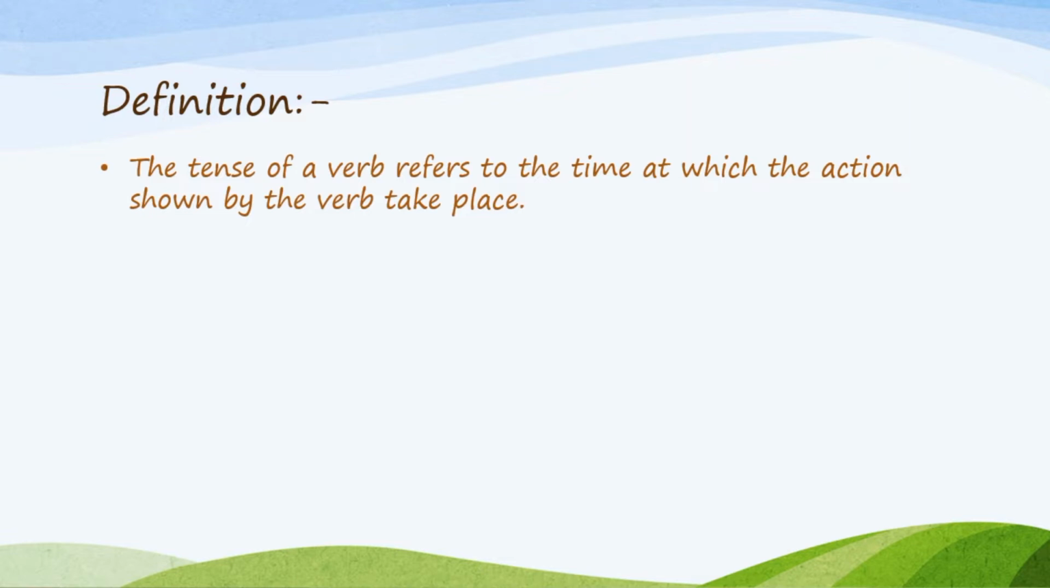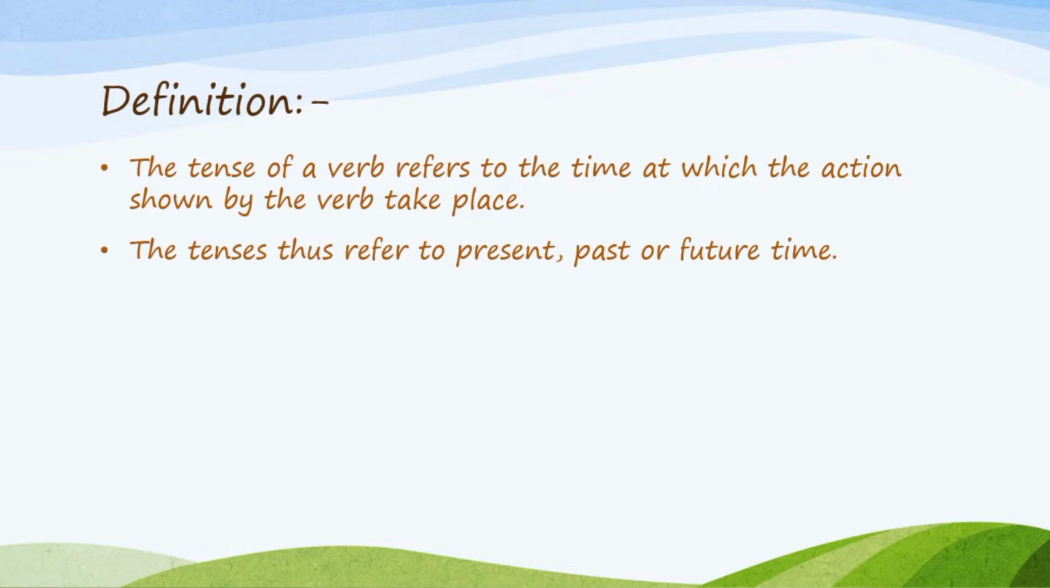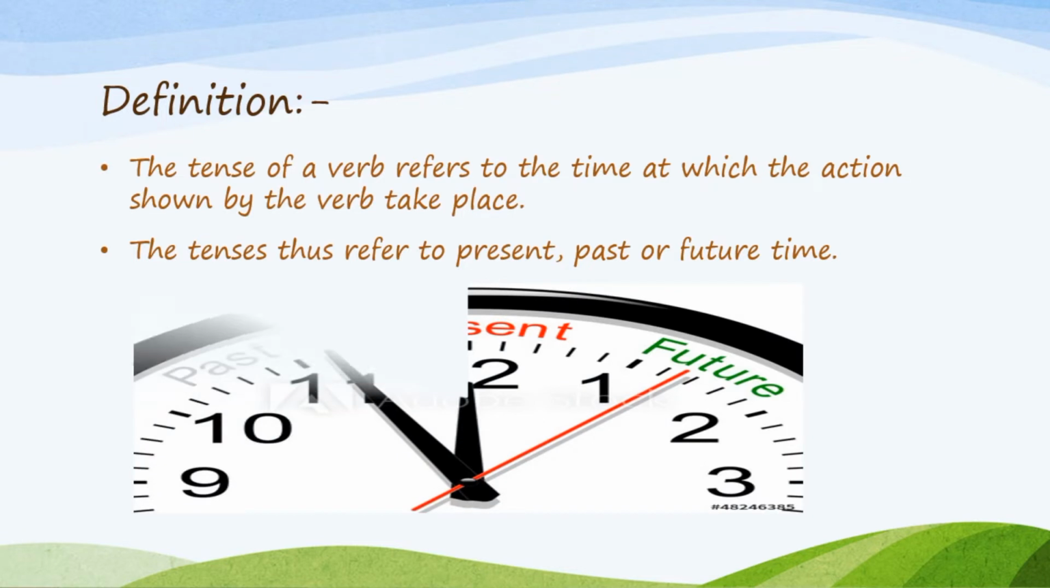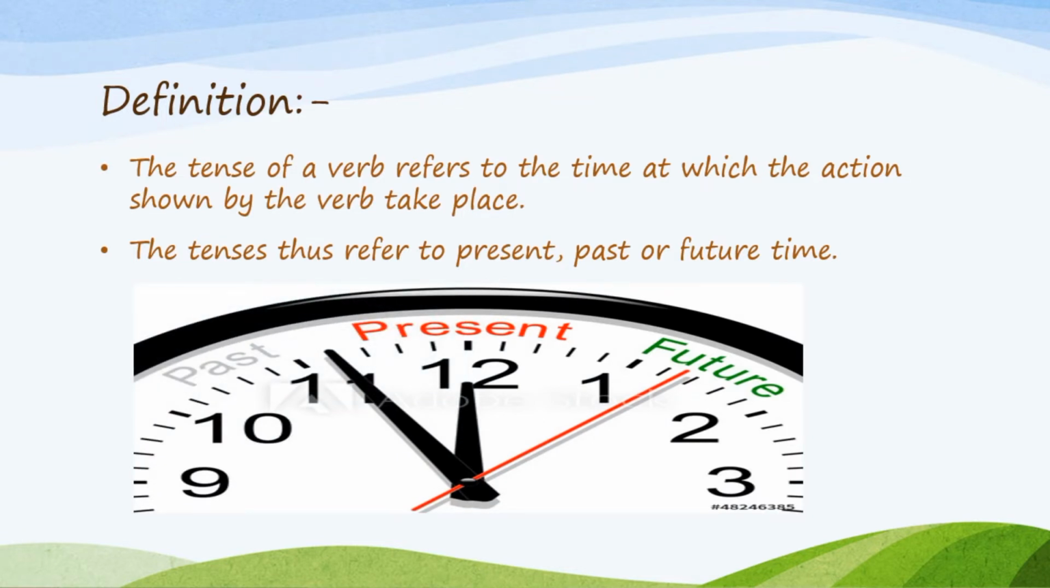Now tenses are broadly classified into three broad categories, which are present, past or future. We say present tense, past tense or future time. As you can see, the clock represents past, present and future. Now what is past tense? Past, an action that already took place. Present, an action that is happening right now. Future, an action that is going to happen.